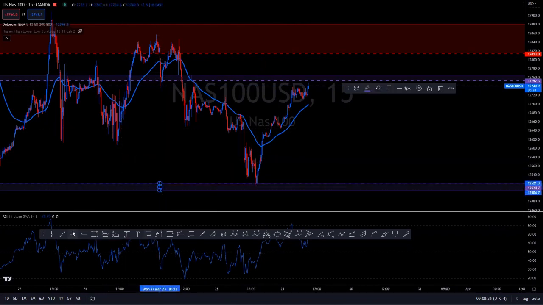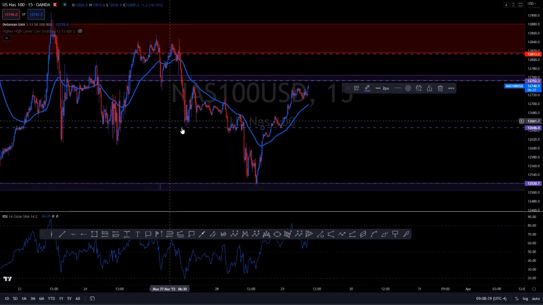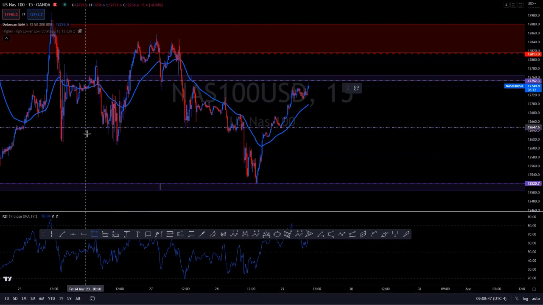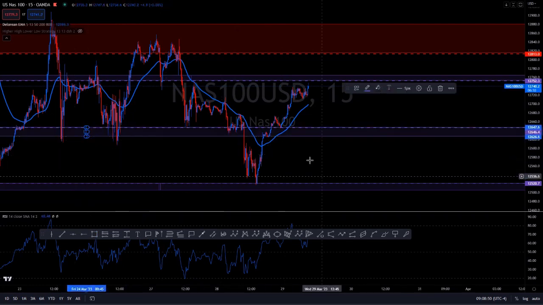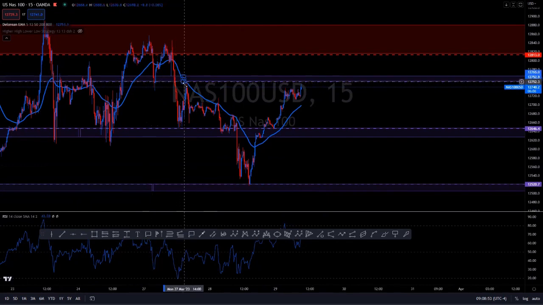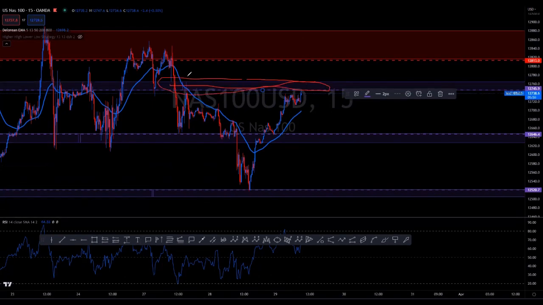And then you also see another solid zone here. Price tested this area multiple times, pushed up, and then eventually broke. Tested this area, pushed all the way up to here. So when I really look at this area, this could be a very solid area where they can attract a lot of sellers. This is a solid zone.